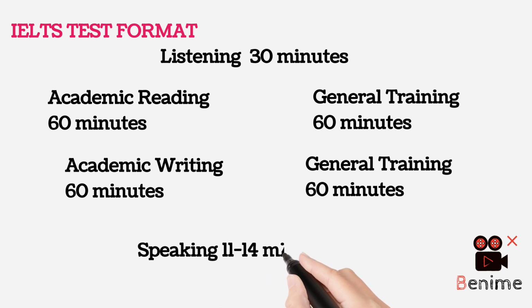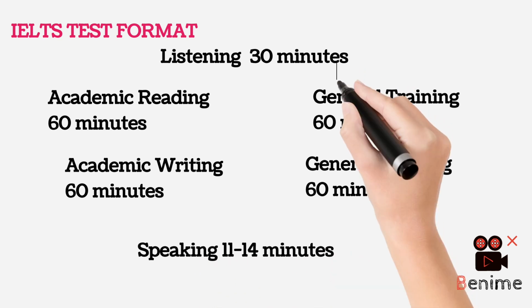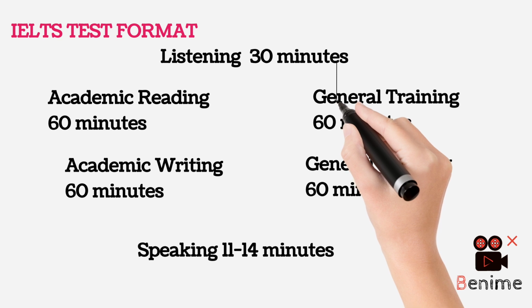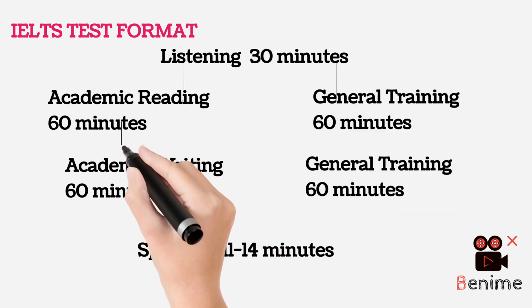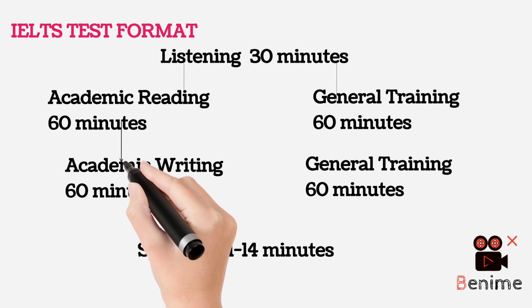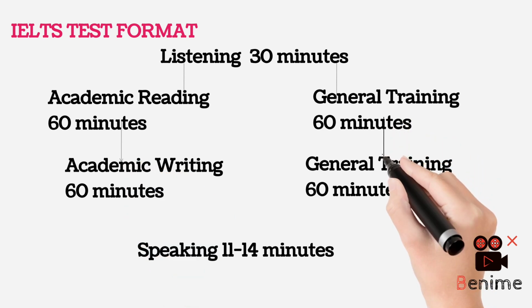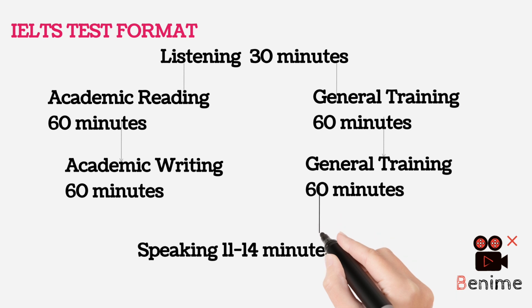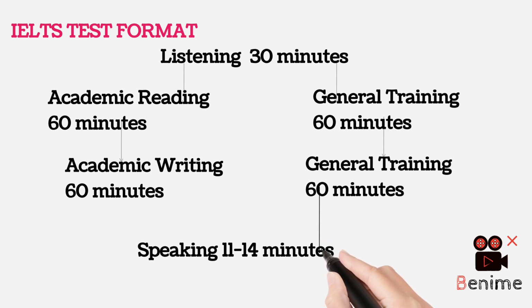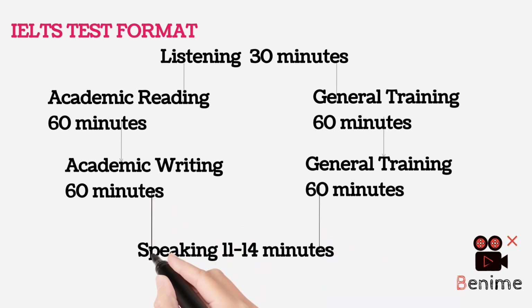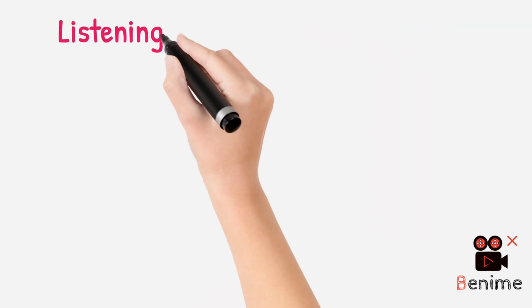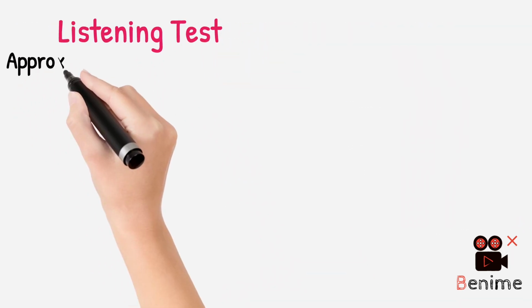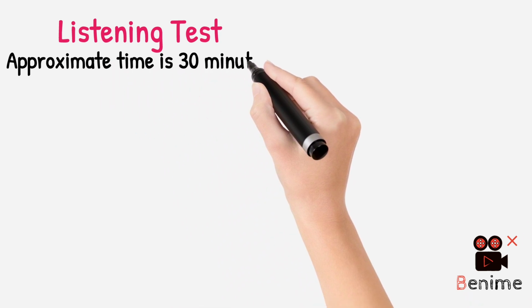But the speaking, similar to listening, speaking, which takes 11 to 14 minutes, is same for academic and the ones who take general training test. The listening and reading tests are based on correct or wrong answers, while writing and speaking is assessed based on some parameters by the examiner. And then your band scores are given.